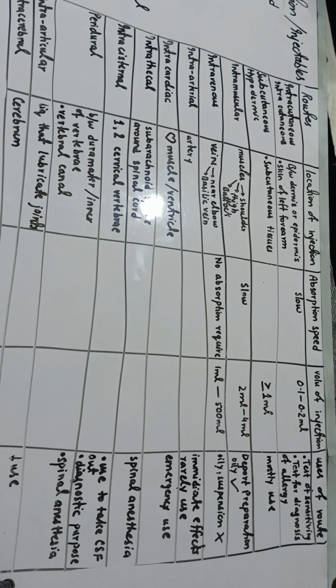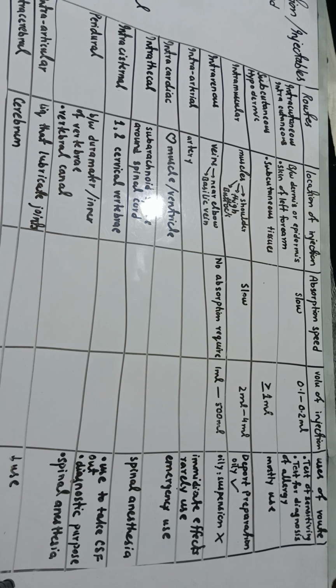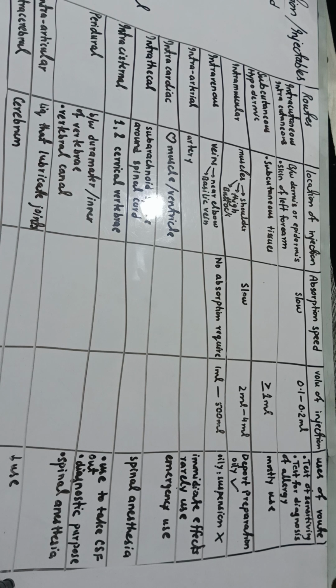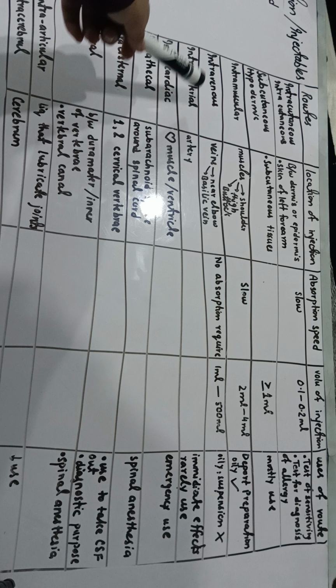What are depot preparations? They are in the form of suspension. So what is a suspension? You know that the solute is not dissolved in the solvent, but is suspended in that solvent. So we can give oily preparations through intramuscular injection. There are various drugs which are in the form of oil, so they can be given through the intramuscular route. Then there is the intravenous route.